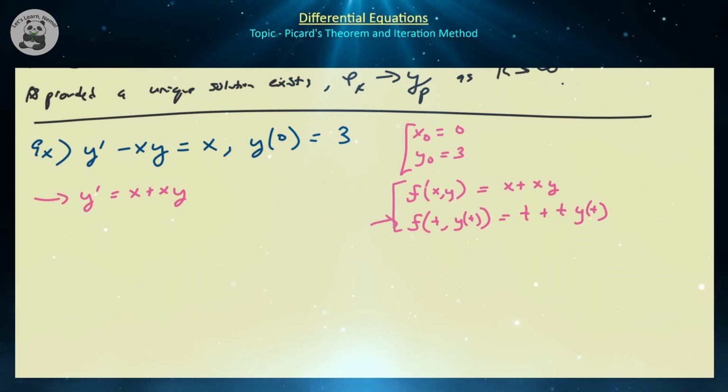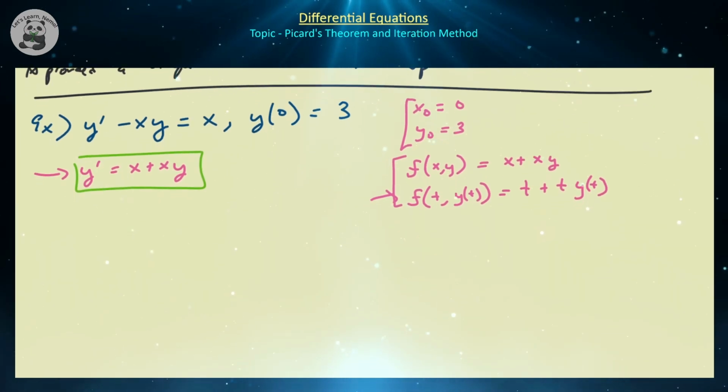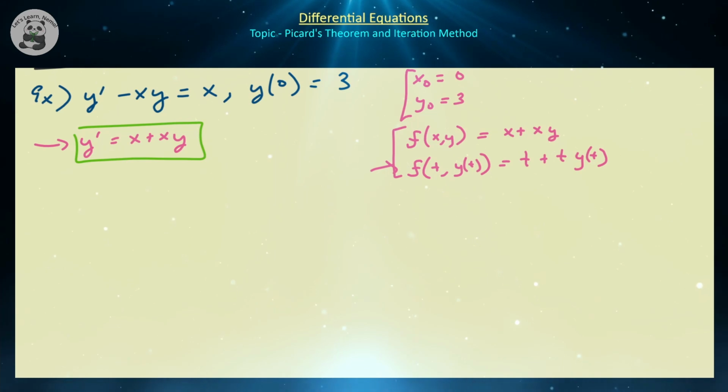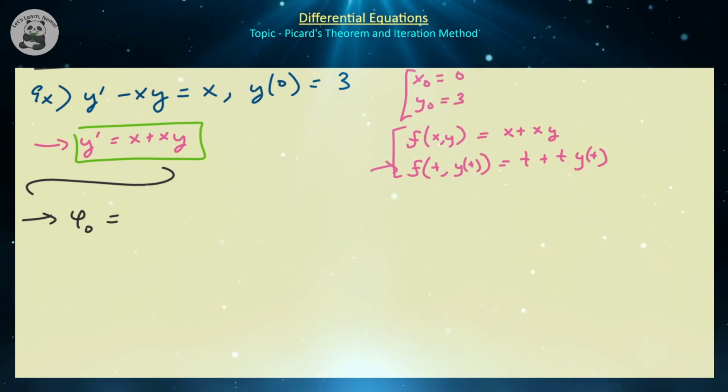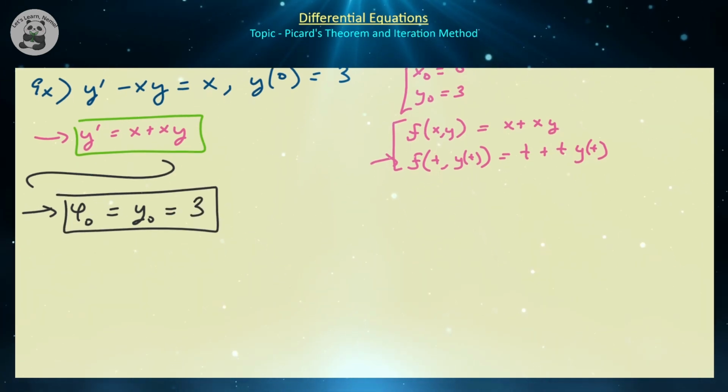So we do notice that this is a first order linear inhomogeneous differential equation, so you can use integrating factors to solve this to get the exact solution, but let's assume that we don't know how, because generally speaking for non-easily solvable differential equations, you don't know how, right? So let's assume that you do not. So the initial iteration, phi 0, is always going to be equal to our y0 value, and in this case, our y0 is equal to 3.